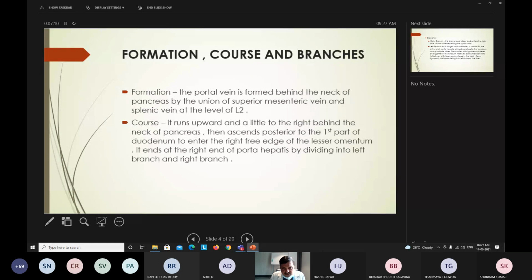Now, coming to the formation, course and branches of the portal vein. How is it formed? What is its course and branches?